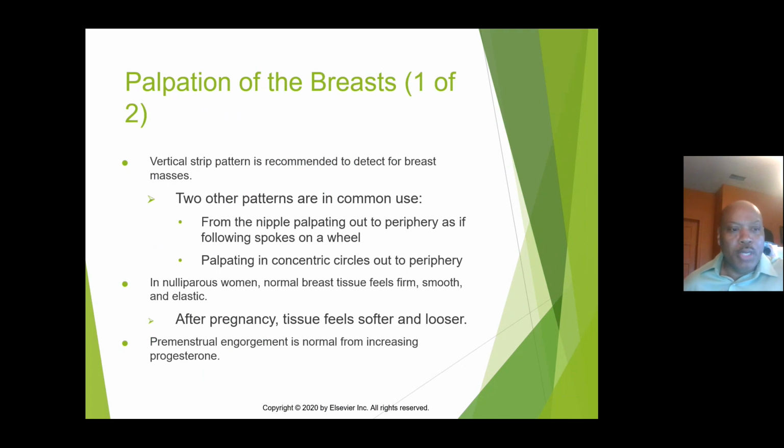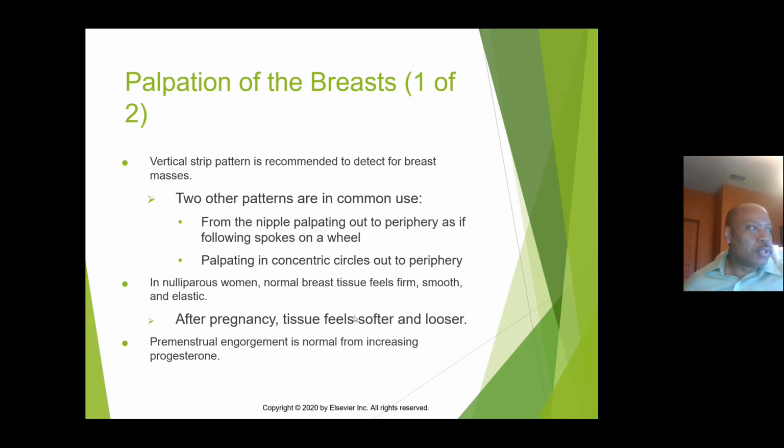All right, and this is pretty much what I was just talking about before. This information also can be found on page 389 to 390, palpation of the breast. And again, we do the vertical strip pattern. This is recommended in order to detect any breast mass and making sure that we're not missing an area. All right. And again, go ahead and take a look at the rest of this information.